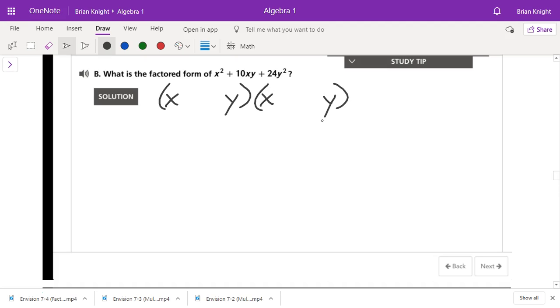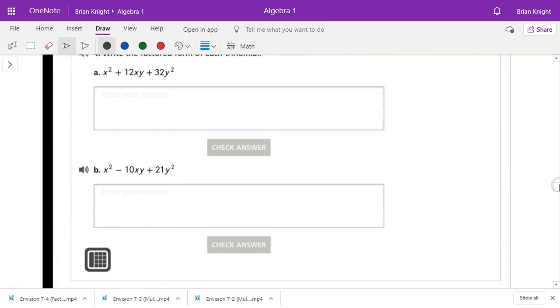2 numbers that multiply to be 24 add up to 10. 6 and 4. Plus 4y plus 6y. Done. Awesome. My brain doesn't work that fast. I didn't even finish reading it. Multiplies to be 32, adds up to 12. 8, 4, and 8 and 4.